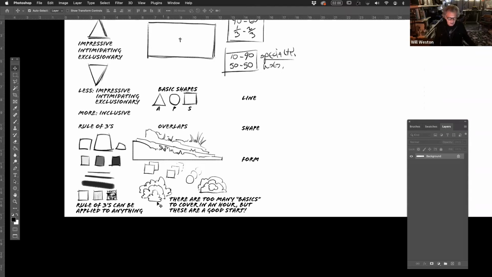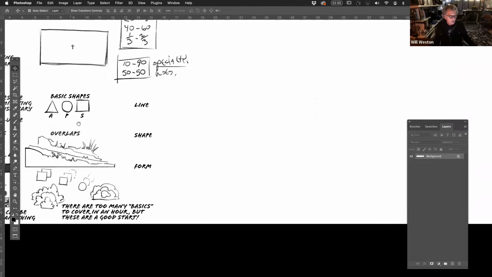And what I put down here is there are too many basics to cover in an hour, but these are a good start. These will cover what I'm talking about today, all right? The next thing is we break everything down into line, and most of the time, we start with a straight line here. Straight lines are great for measuring. Problem with straight lines is that they're all the same.